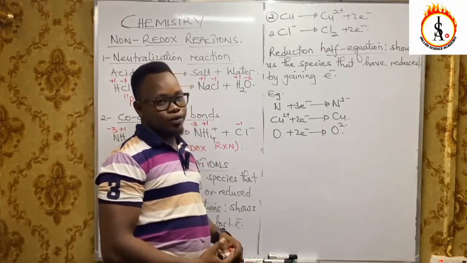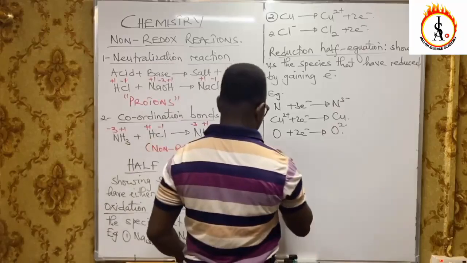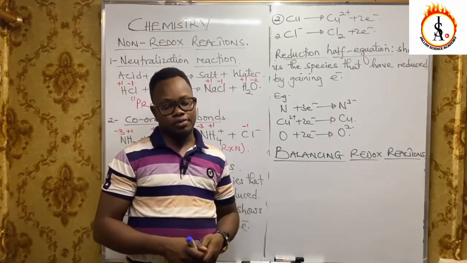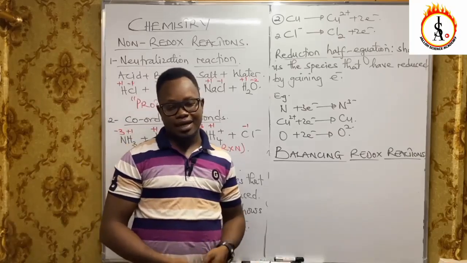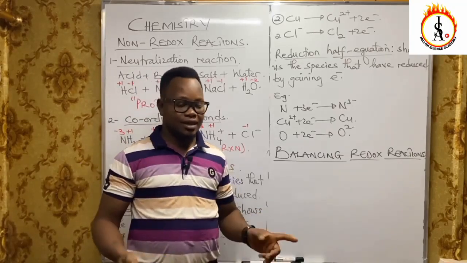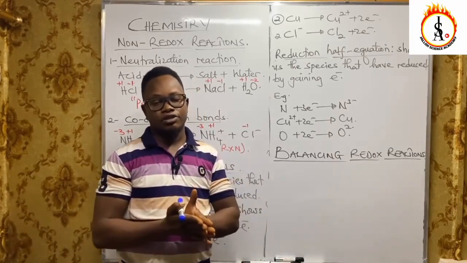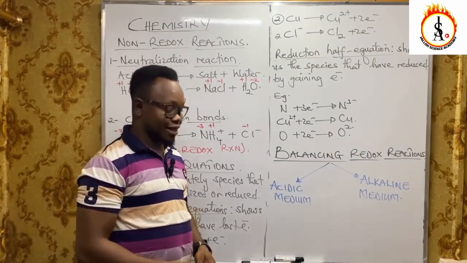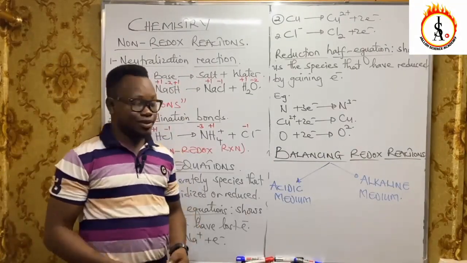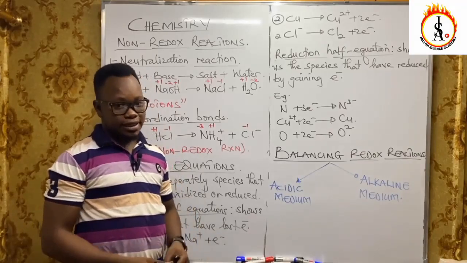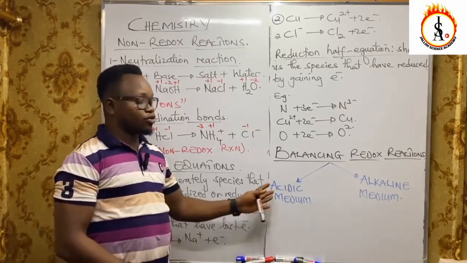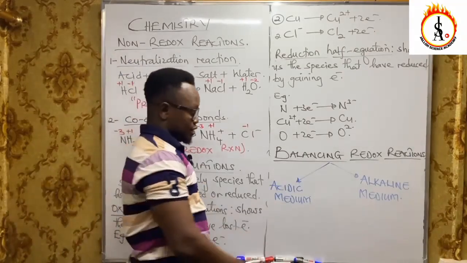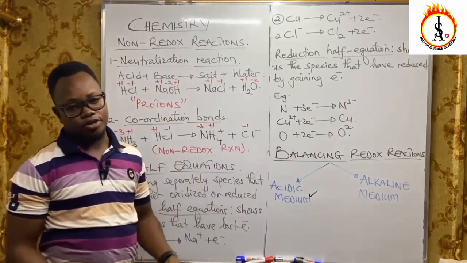So next up, we will look at balancing redox reactions. To balance redox reactions, we can do that in two media. That is the acidic medium and the alkaline medium. And mind you, these equations can be balanced by blending the oxidation half and the reduction half. So we have the acidic medium and the alkaline medium. For the WAEC exams, it is the ion-electron method that is the accepted method. We are going to look at these two media and how we can balance them. So we are going to start with the acidic medium and see how it works.